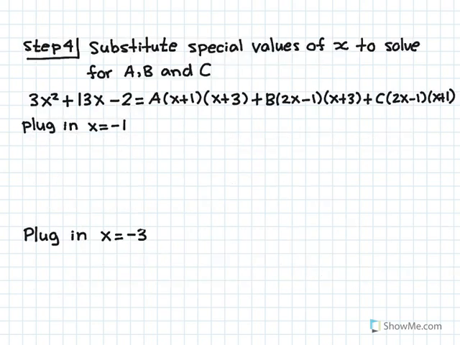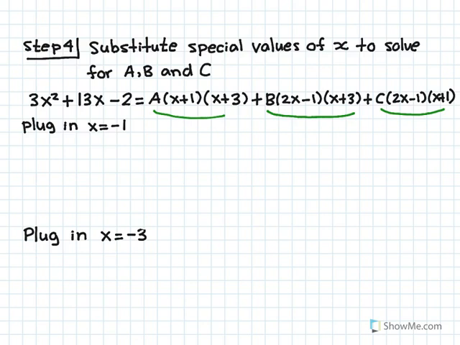Alright, step 4 is to substitute special values of x to solve for a, b, and c. So what we have is 3x squared plus 13x minus 2 is equal to a times (x plus 1) times (x plus 3) plus b times (2x minus 1) times (x plus 3) plus c times (2x minus 1) times (x plus 1). We have cleared out the fractions. Our job now is to solve for a, b, and c.